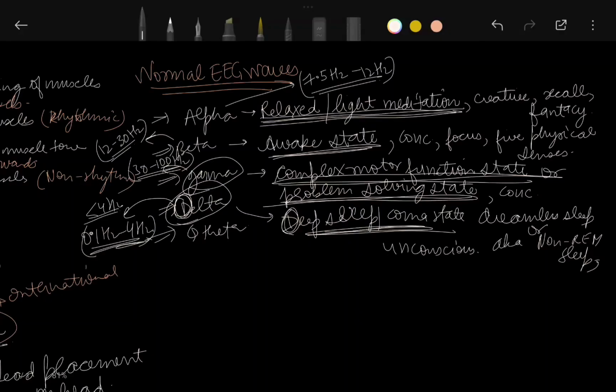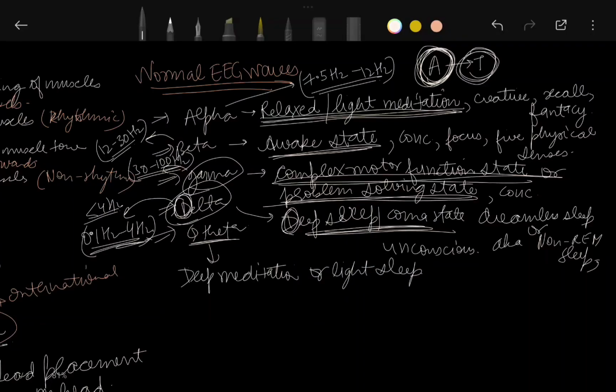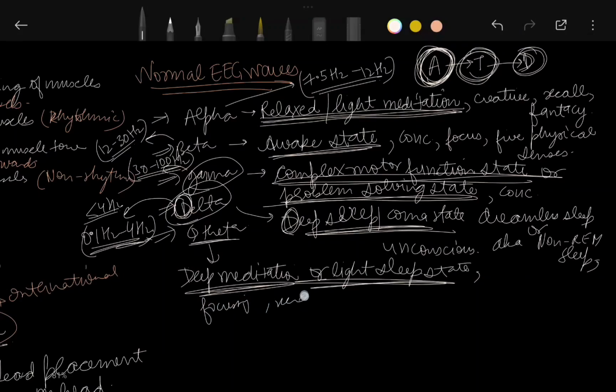Then we have theta waves. Theta waves are seen in deep meditation and light meditation. Just remember this: A for light meditation state, D for deep meditation, ATD. Theta is seen during deep meditation or light sleep. When the person sleeps after deep meditation, it can progress to delta state. Just remember that: deep meditation or light sleep. After that, theta waves are also seen in focusing and recall. Only these two were important.